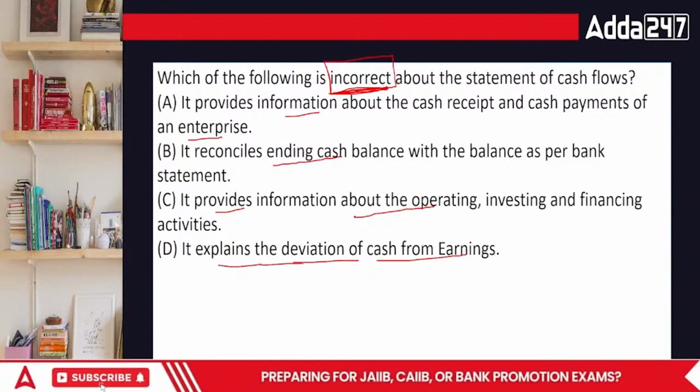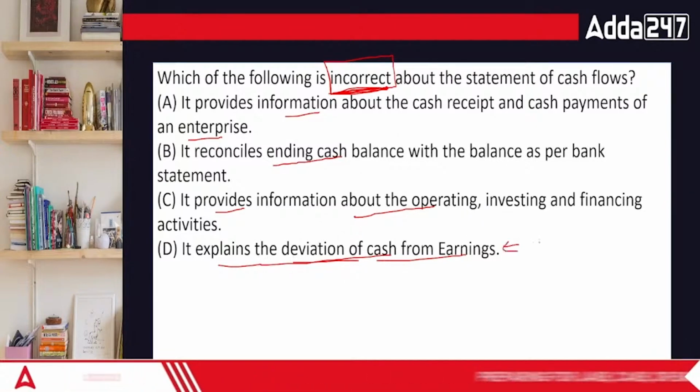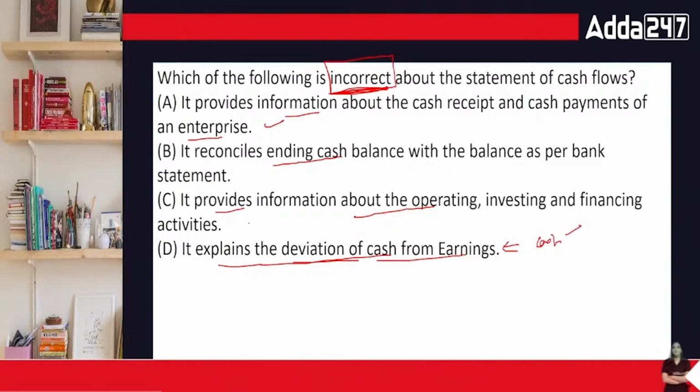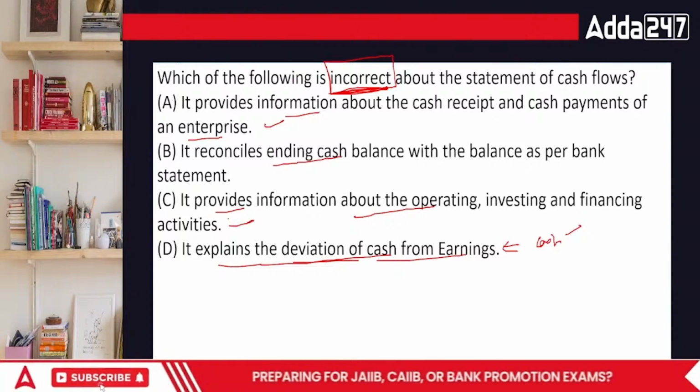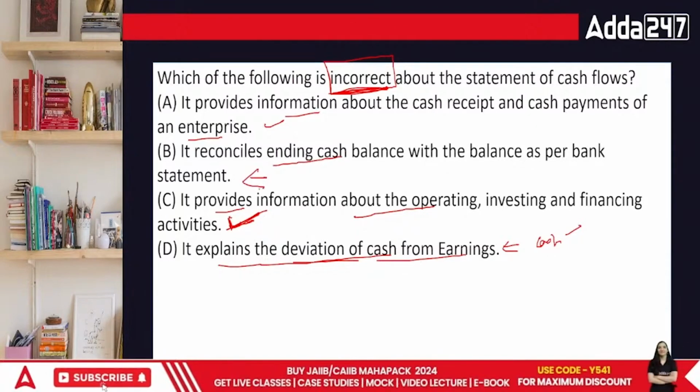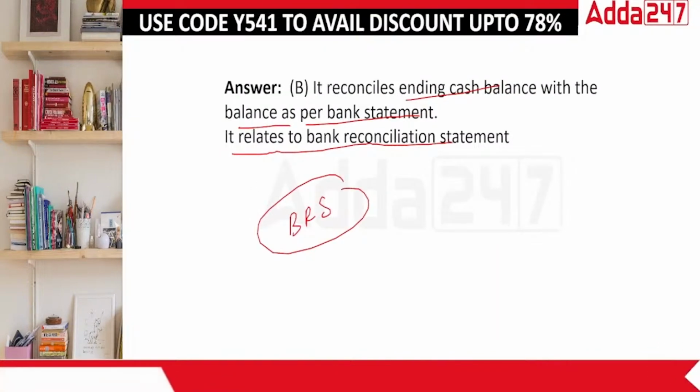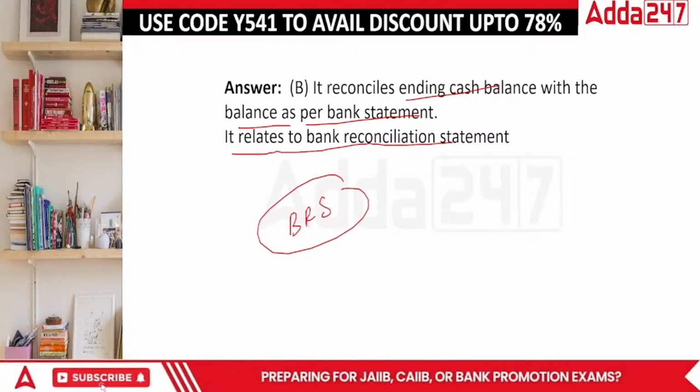So yes, it explains the deviation of cash from earnings because it talks about cash. This one is correct. This one is also correct. Operating, investing and financing are the three activities in which cash inflow or cash outflow is determined. So that is one particular part. This is a part of the bank reconciliation statement. BRS has been added just to confuse you further. Right?